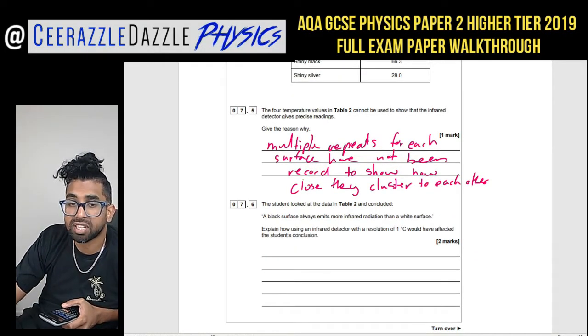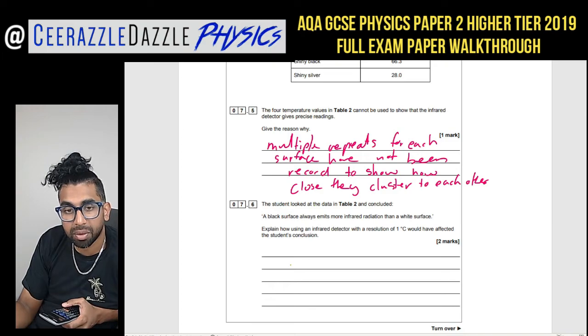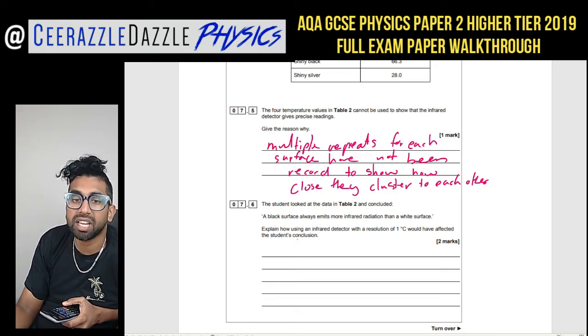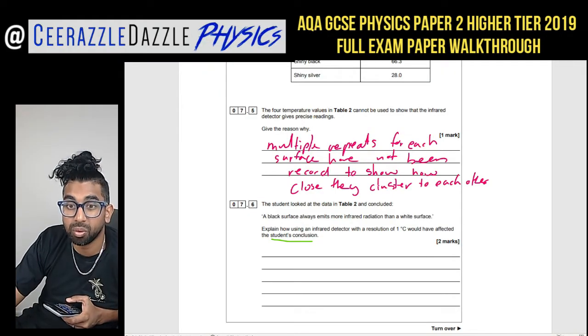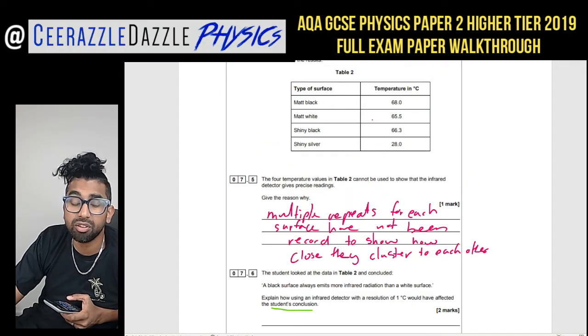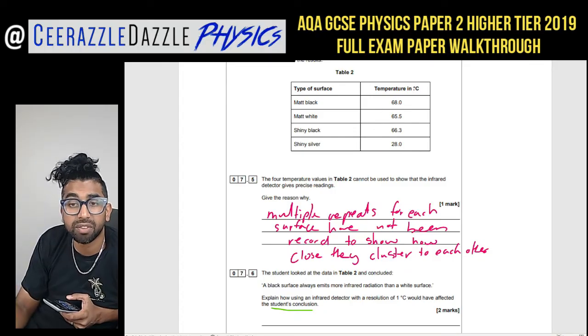7.6. The student looked at the data in table 2 and concluded a black surface always emits more infrared radiation than the white surface. Explain how using an infrared detector with a resolution of 1 degree Celsius would have affected the student's conclusion. So they're saying that the black surface always emits more than a white one. If they used a resolution of 1 degree Celsius, how would that affect the results?